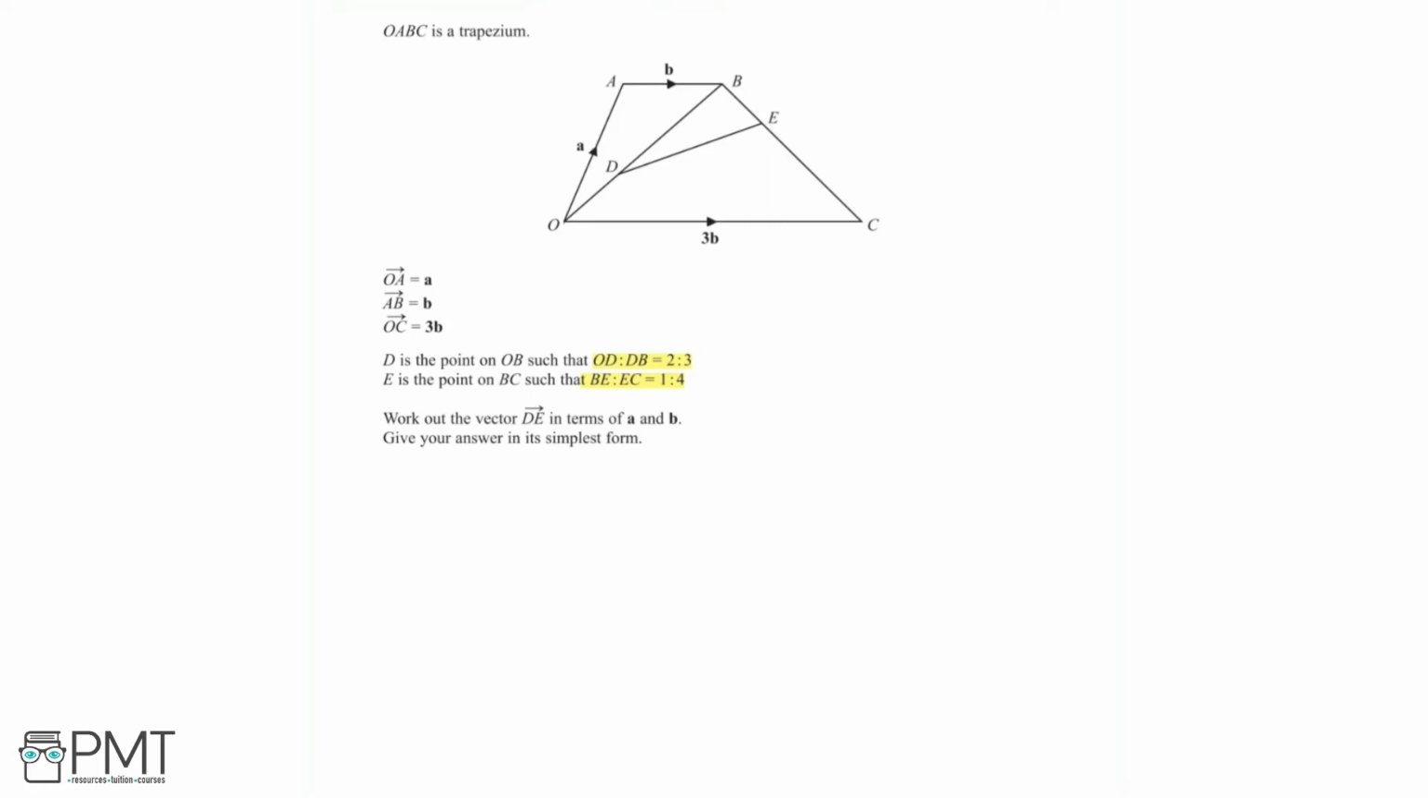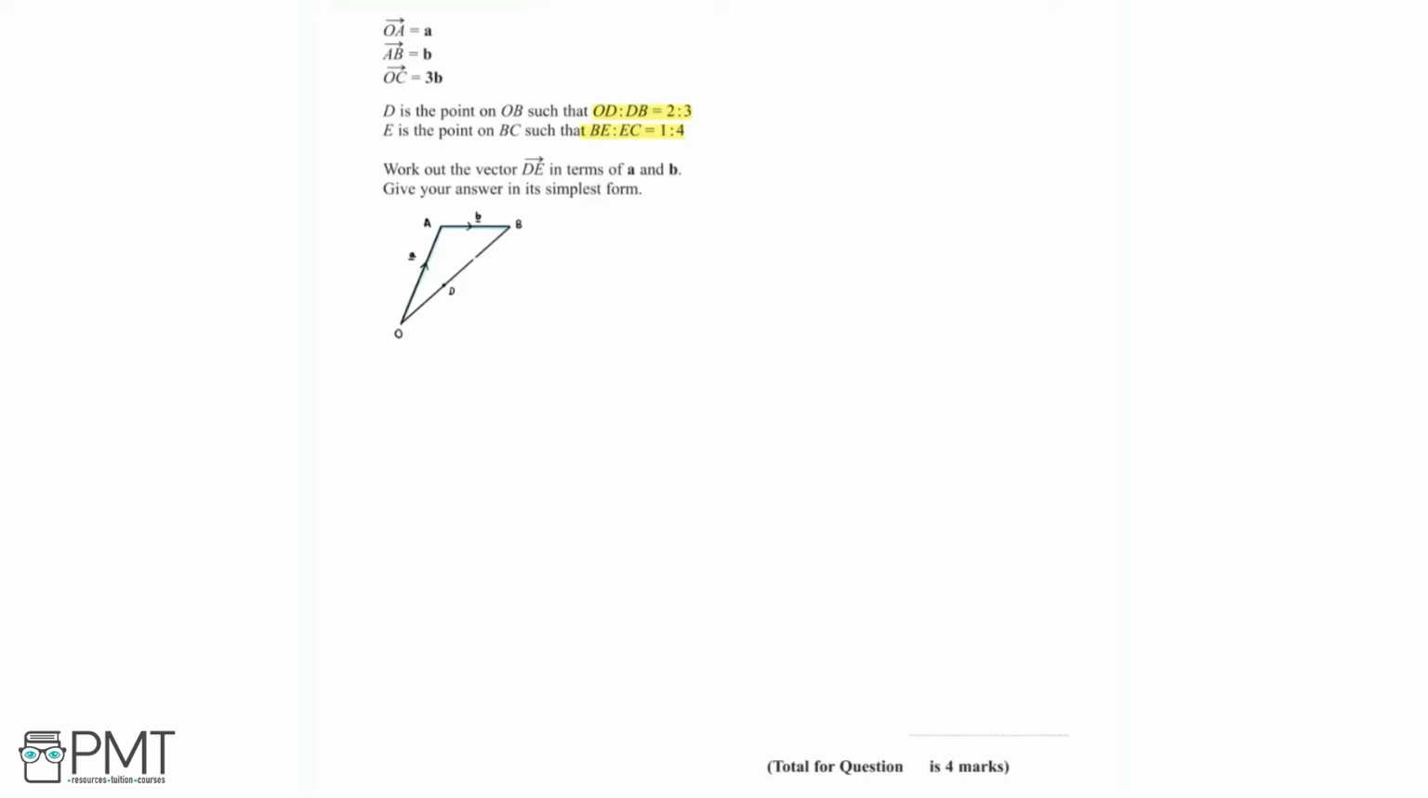Now we have quite a complicated looking diagram over here, and so we can separate these into a bunch of different triangles, which will help us to find the vector DE in terms of A and B. Let's start with our triangle OAB. We know that the vector OA is equal to A, and the vector AB is equal to B. We can start by finding the vector OB. And now we know that to get from O to B, we can go from O to A, and then A to B. And so the vector OB would be equal to vector OA plus the vector AB, which in this case would be equal to A plus B.